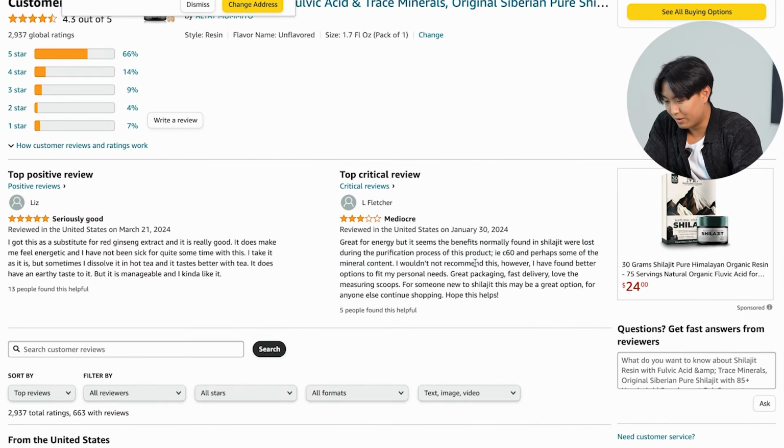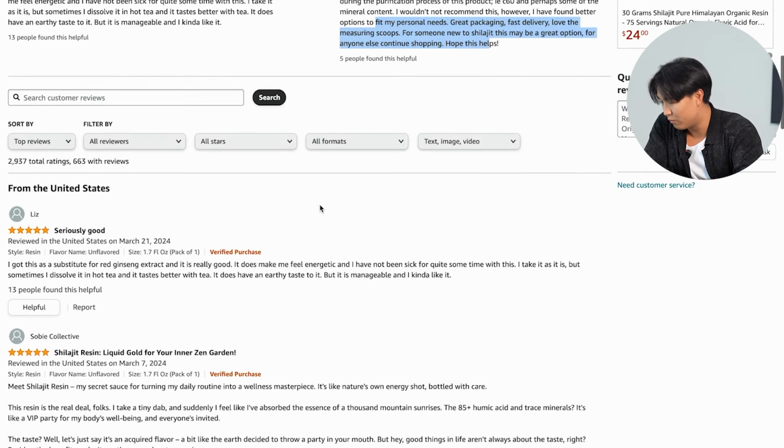Mediocre, great for energy, but the benefits normally found in Shilajit were lost during the purification process of this product. Okay, so C60 seems to be a purification process and perhaps some mineral contents. I would not recommend this. However, I have found better options to fit my personal needs. Great packaging. Okay, so this isn't actually super helpful, but it did point out that during the purification process of Shilajit, sometimes the benefits get lost. So this would be something that we can target, right?